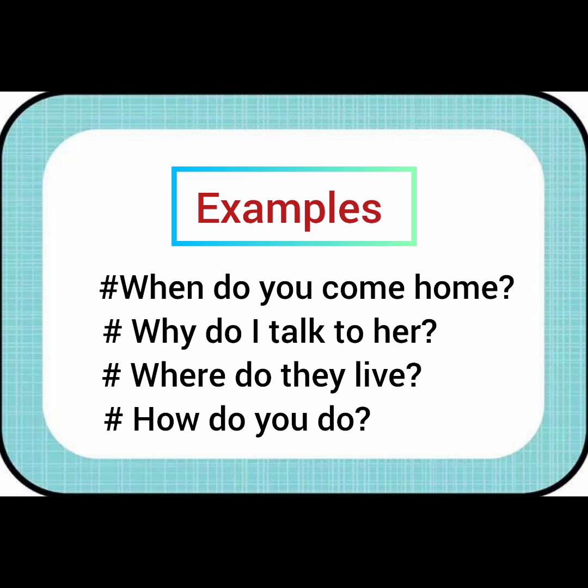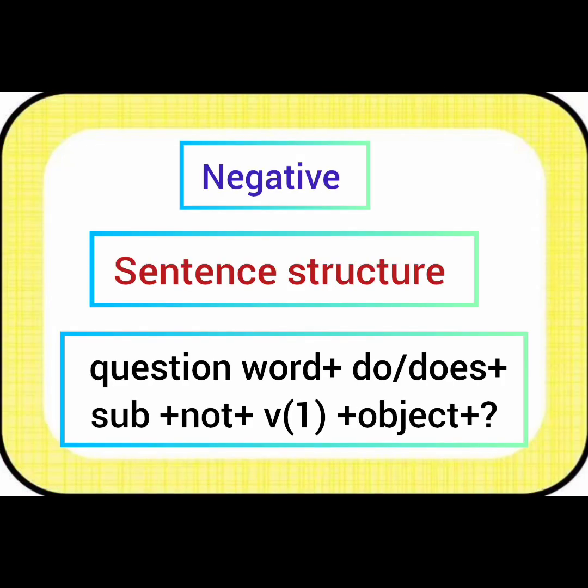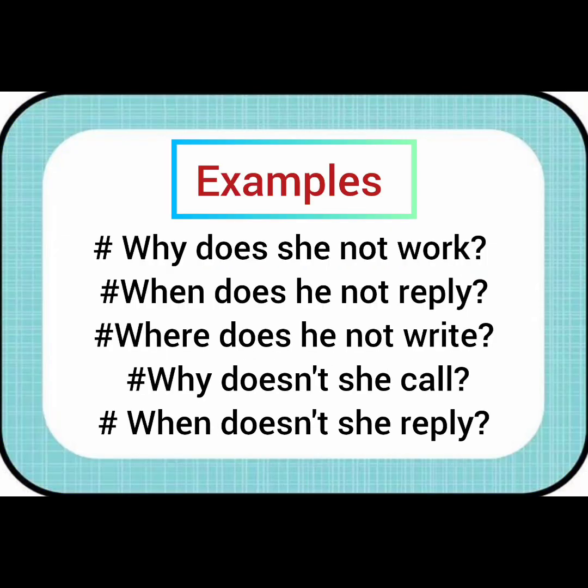For singular subjects, why does she call? Where does he live? How does it work? Then for negative information question sentences, sentence structure is then question word plus do, does, plus subject, plus not, plus first form of verb, and then your object, that is optional. Examples are, why does she not talk? When does he not reply? Where does he not write? Or why doesn't she call?